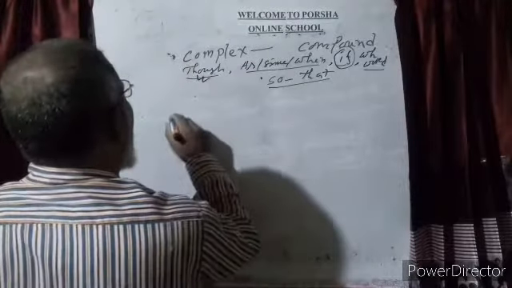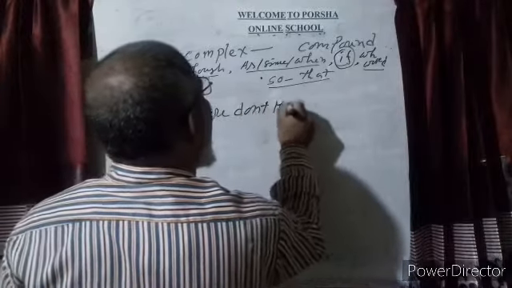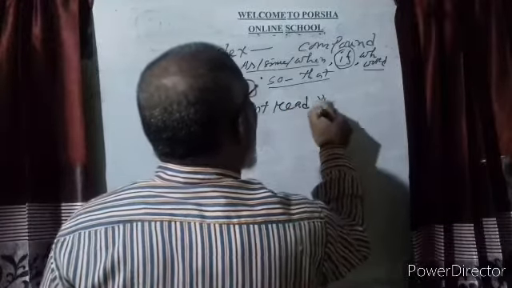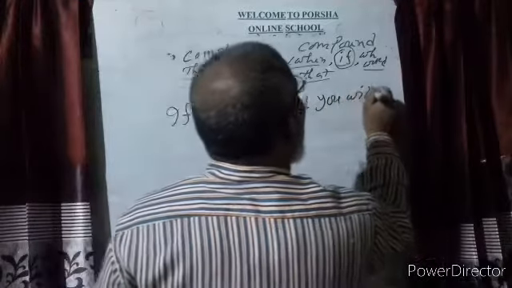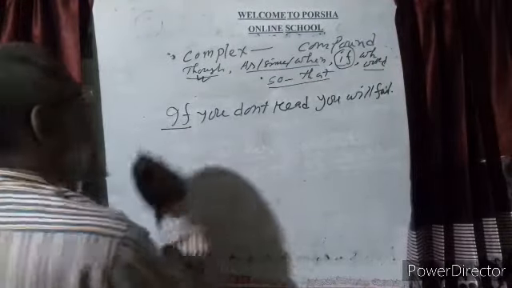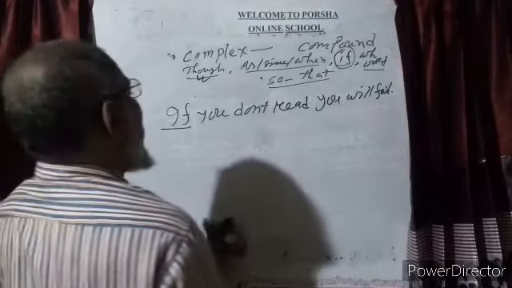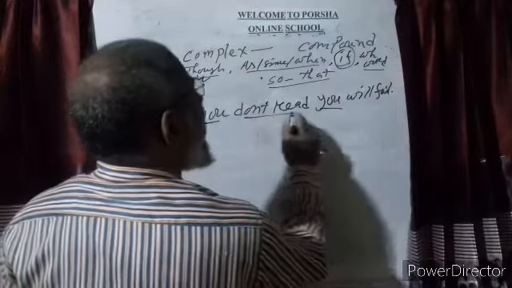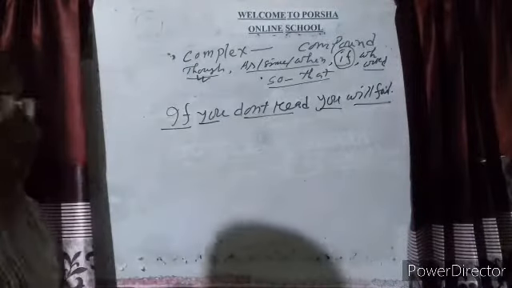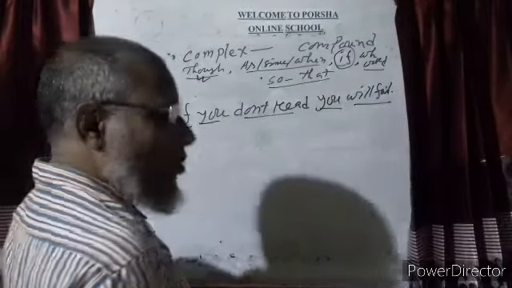How? Look at the board. If you do not read, you will fail. This is a complex sentence. Why? Here it is if, the symbol of a complex sentence, and two subjects and two verbs are also present. So this is a complex sentence. And what will be its compound form?